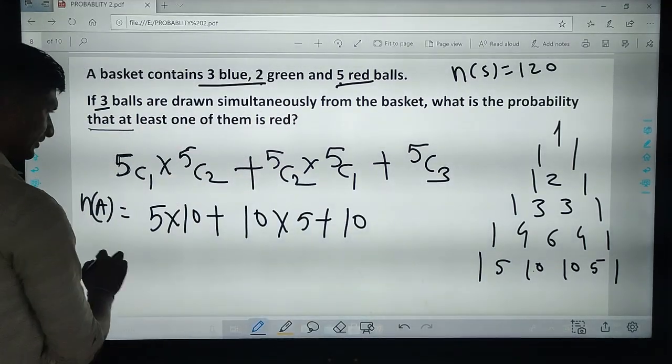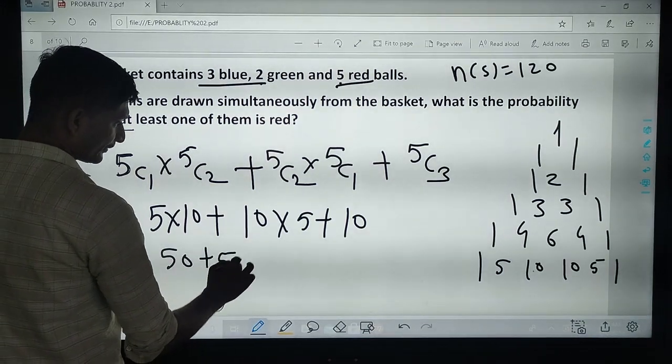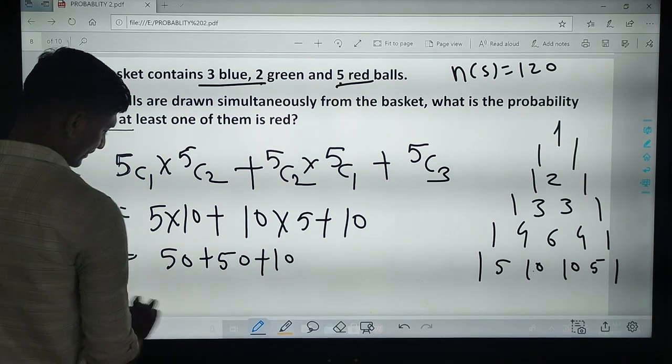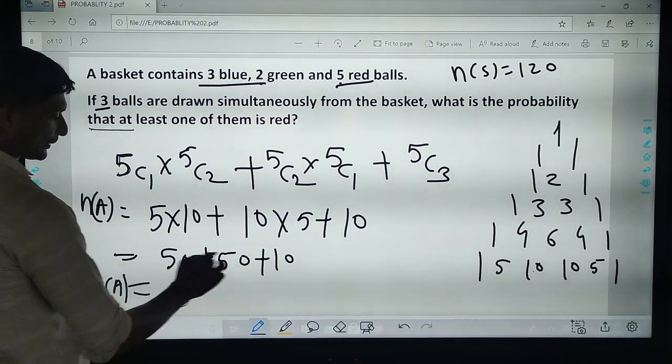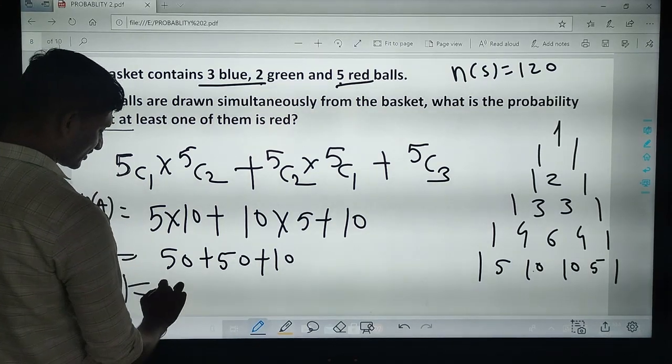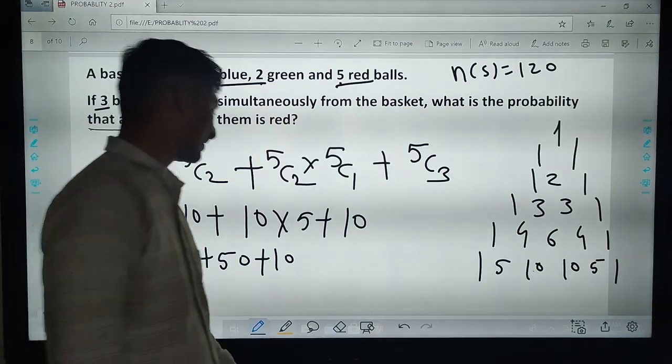Now here we find 50 plus 50 plus 10. Now here n of A is equal to 50 plus 50, 100, plus 10, 110. n of A is equal to 110.